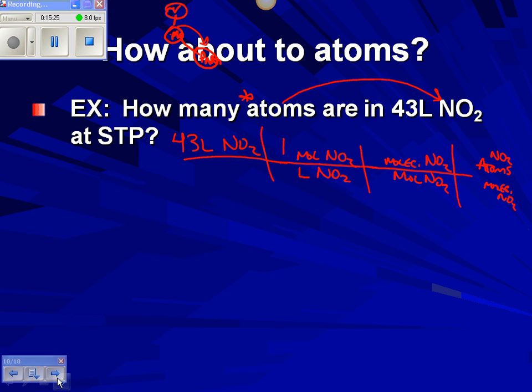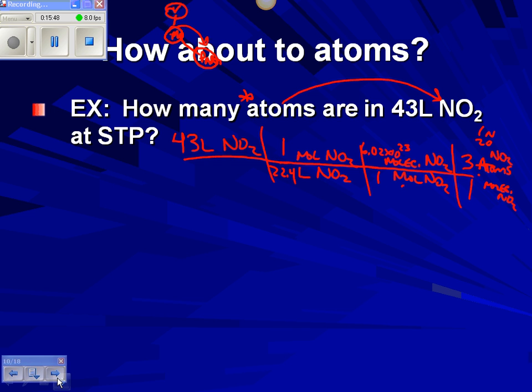So 1 mole is 22.4. 1 mole is 6.02 times 10 to the 23rd. And then 1 molecule of nitrogen dioxide contains 1 nitrogen and 2 oxygen, so that's 3 total atoms. So be careful on that step. You can't go directly from moles to atoms. You have to go moles to molecules, then molecules to atoms.